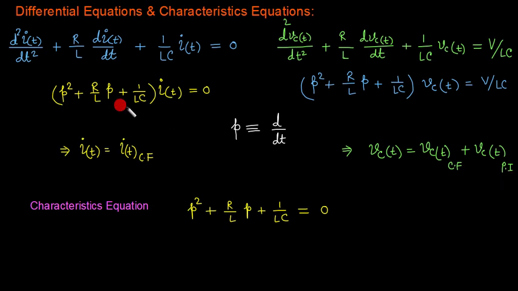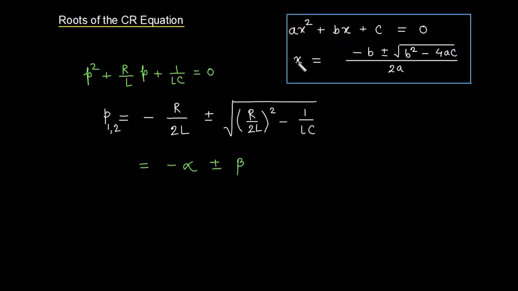Check that the characteristic equations of these two differential equations are the same, given by p square plus R by L p plus 1 upon LC equal to 0. Let us find the roots of this characteristic equation. Using the relation ax square plus bx plus c equal to 0, the roots of the equation are given by minus b plus minus under root b square minus 4ac by 2a.